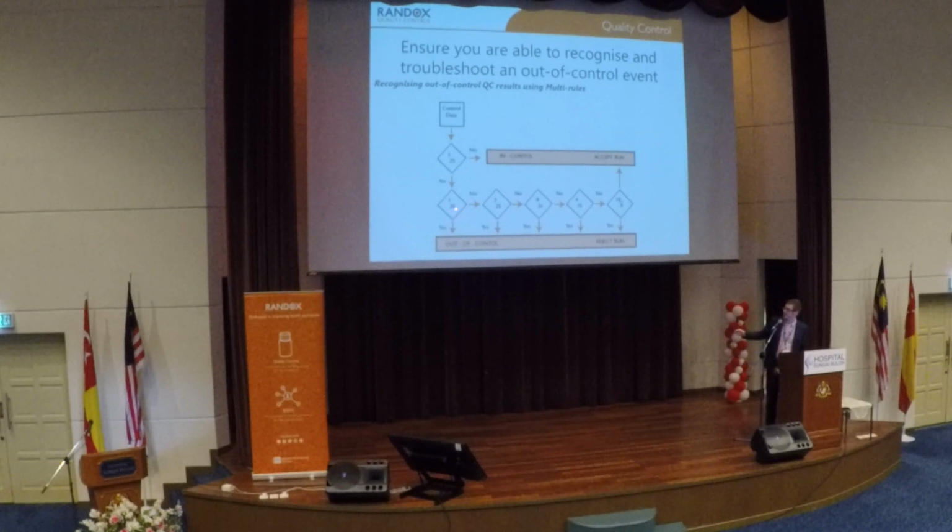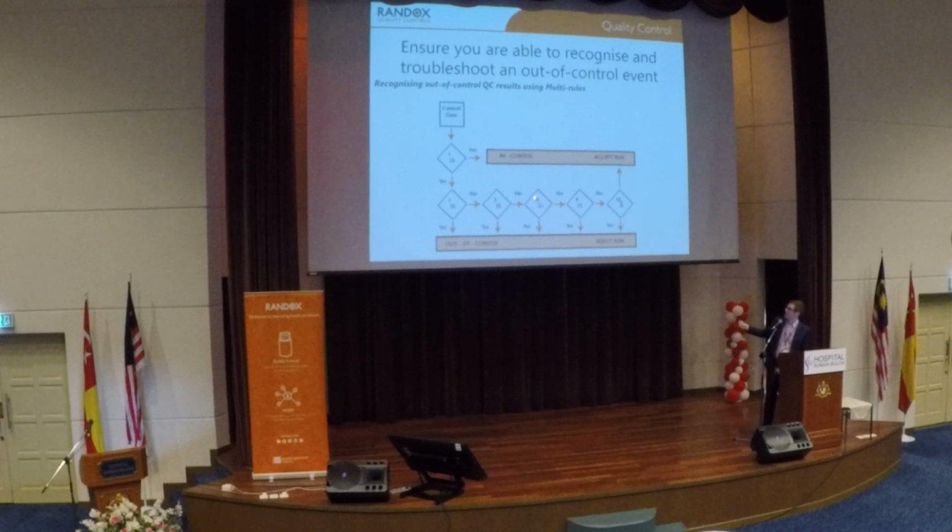So firstly, is that result outside 3SD? If it is outside 3SD, it's an error. We need to reject the run and start troubleshooting. If it's not outside 3SD, we then move on to 2 2S. That is where 2 consecutive results are outside 2SD. If you have a result that's outside 2SD, you repeat, and the next result is also outside 2SD, that means you've got an error. You need to reject the run and begin troubleshooting. If that's not the case, we move on.